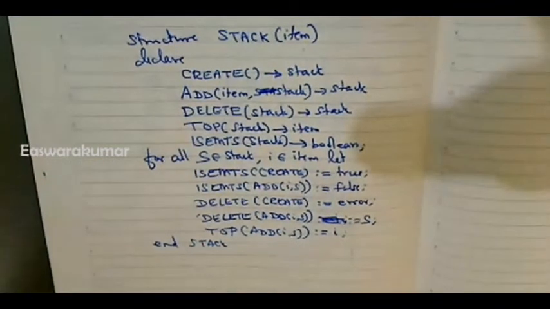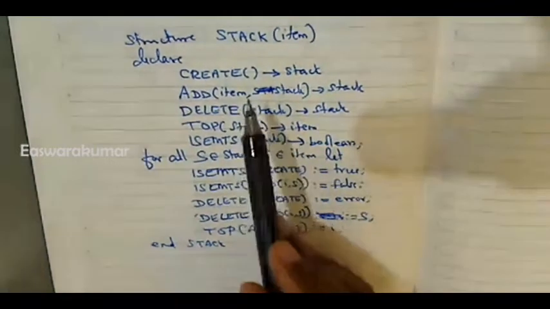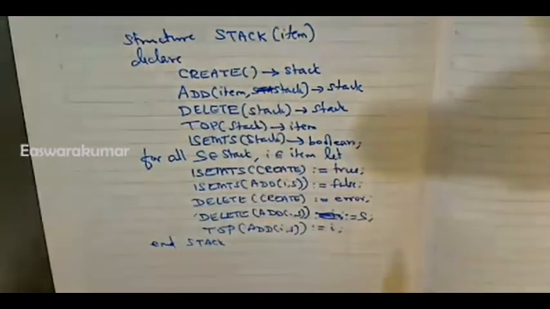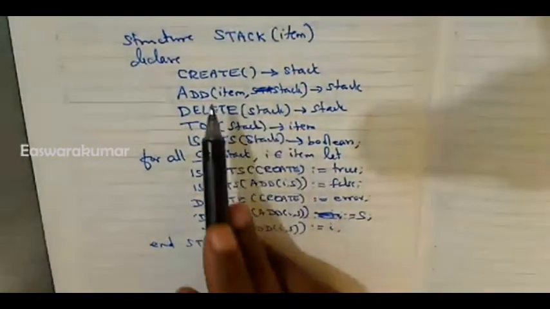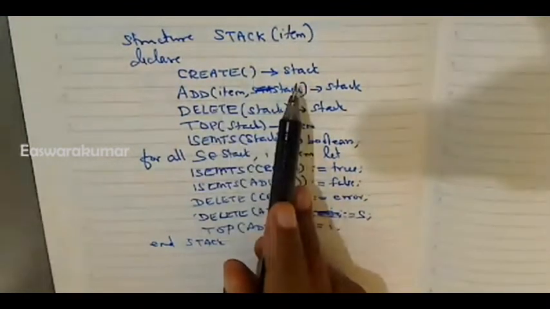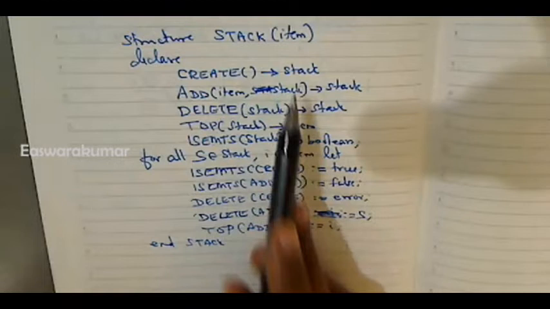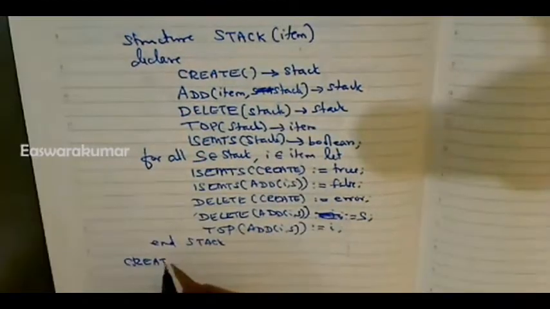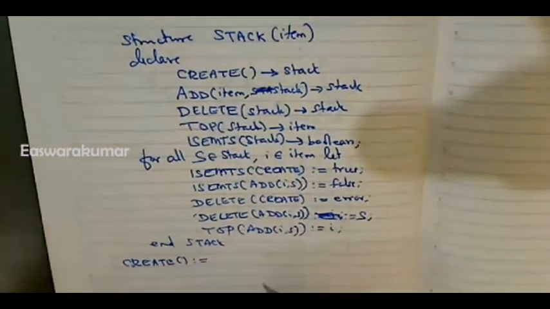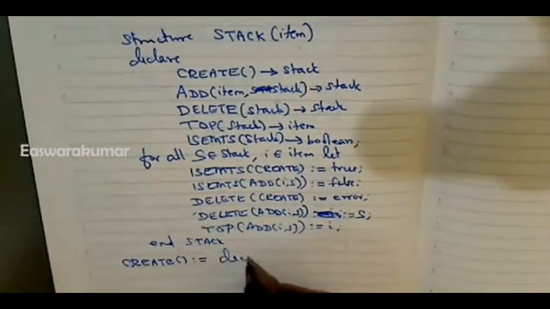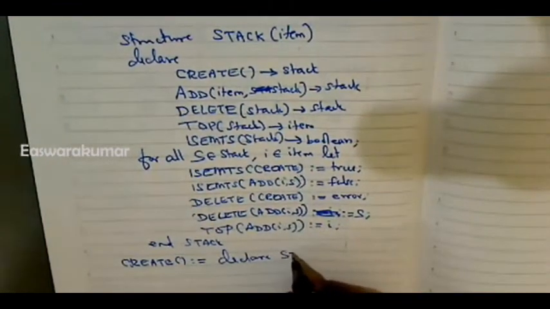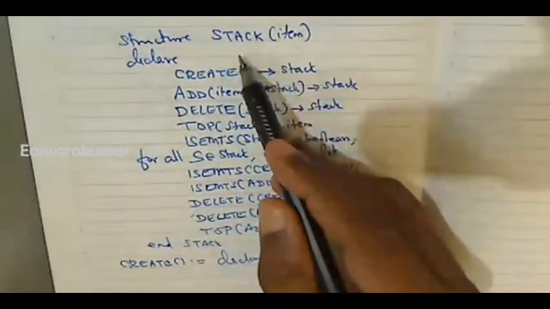Now in the implementation, what we have to say is how to implement these functions. So let us see them one by one. First, the function is create. Create will create an empty stack. So my function, that is create, is equal to, how I do that is I have to declare an array, right? Declare an array. The array name is stack because my structure name is stack, right?